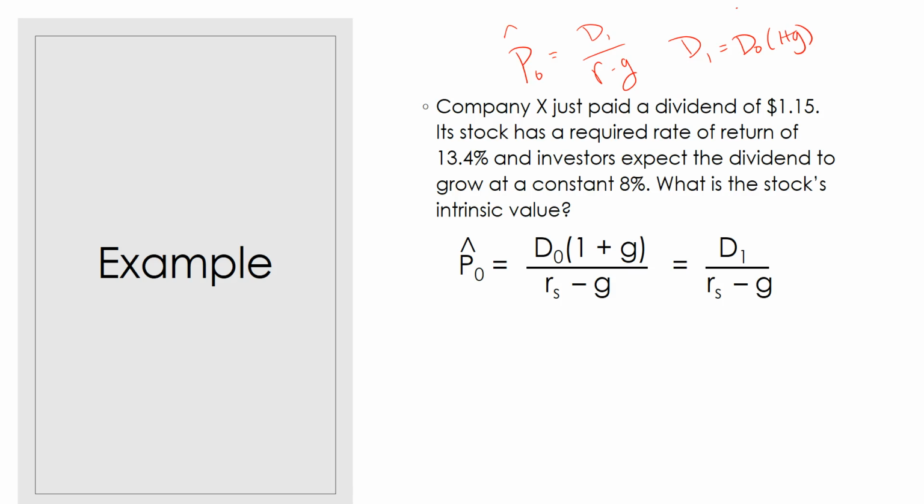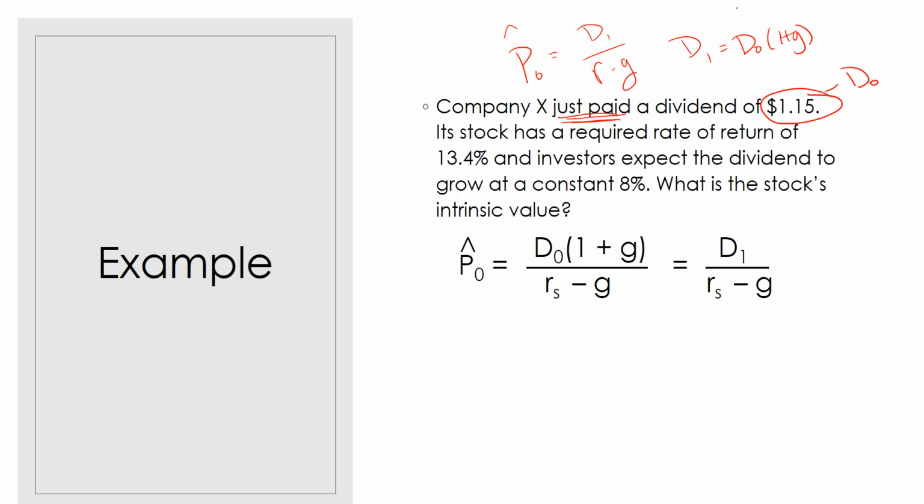And so now it really comes down to interpreting the problem correctly. So analyzing the word problem and making sure that you get the components right. So company X just paid. The rule is that we always assume that D naught was the dividend that was last paid. Because it says just paid, that's past tense. So that means that this $1.15 is D naught, because D naught's already happened. We always assume that D naught was the last dividend received.